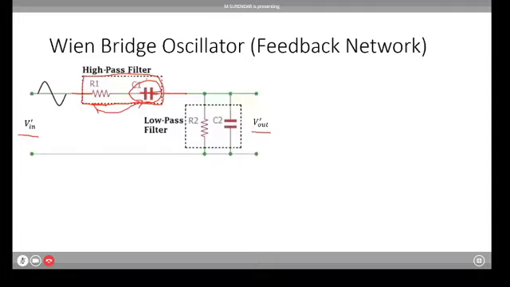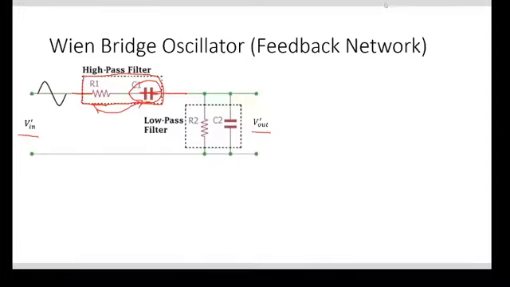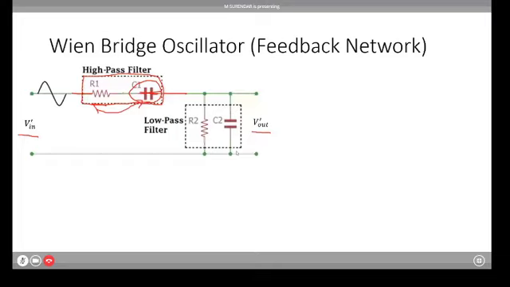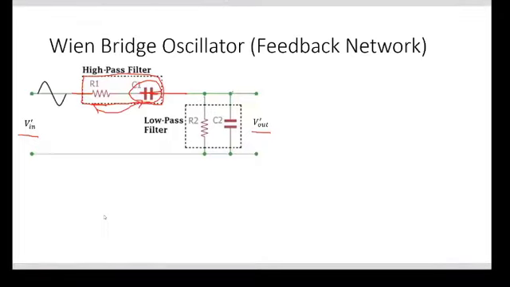That's why it is known as a high pass filter. Whereas what we have here is a low pass filter. When I have a low frequency signal, the capacitor will be open circuited, so whatever voltage appears across resistor R2 will appear in the output.